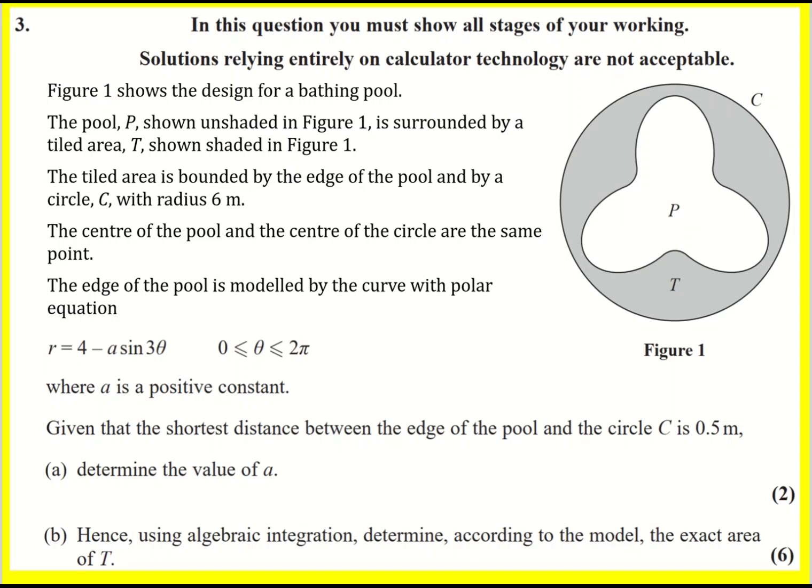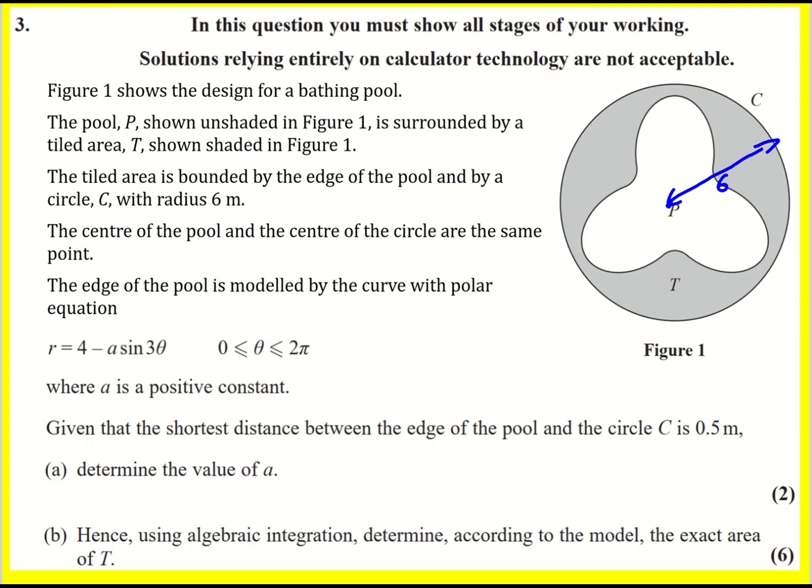Figure 1 shows a design for a bathing pool. The pool P, shown unshaded in the figure, is surrounded by a tiled area T, shown shaded. The tiled area is bound by the edge of the pool and by a circle C with radius 6. The center of the pool and the center of the circle are the same point. So here's our radius 6.